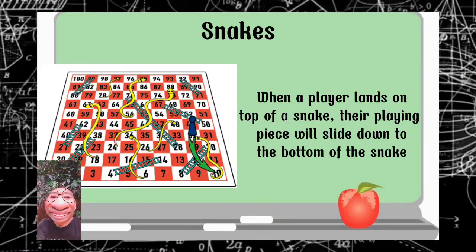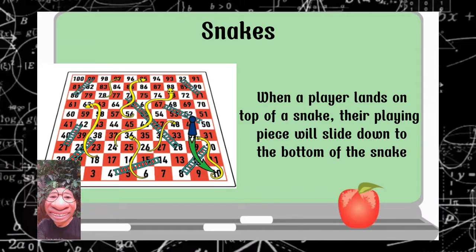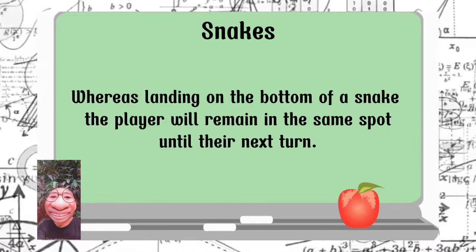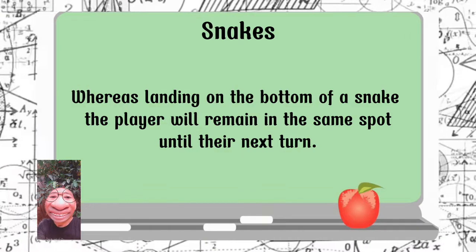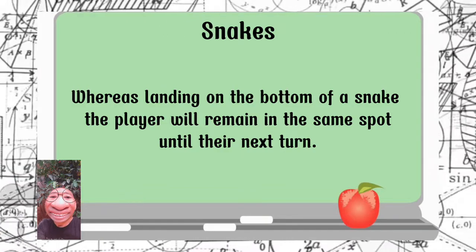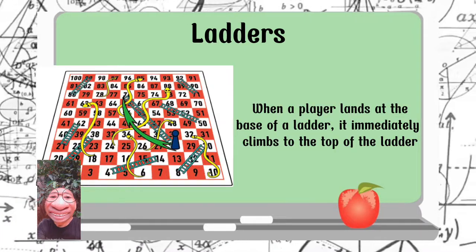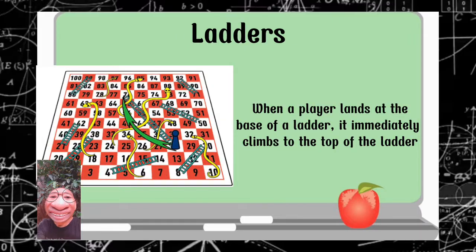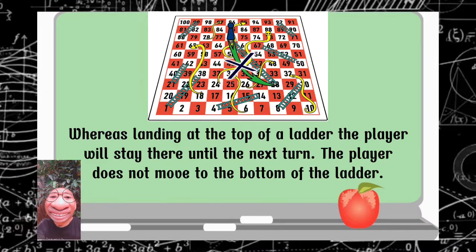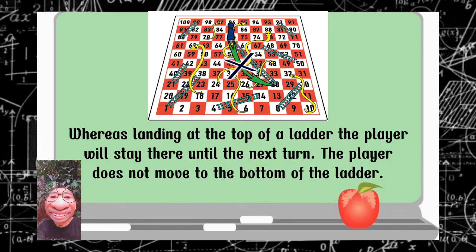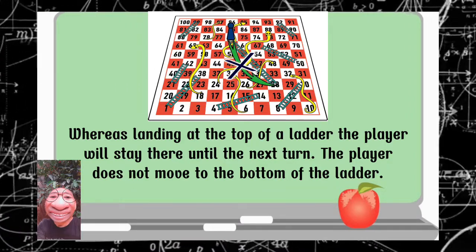Snakes. When the player lands on the top of a snake, their playing piece will slide down to the bottom of the snake. Whereas, landing on the bottom of a snake, the player will remain in the same spot until their next turn. Ladders. When a player lands at the base of a ladder, it immediately climbs to the top of the ladder. Whereas, landing at the top of a ladder, the player will stay there until the next turn. The player does not move to the bottom of the ladder.